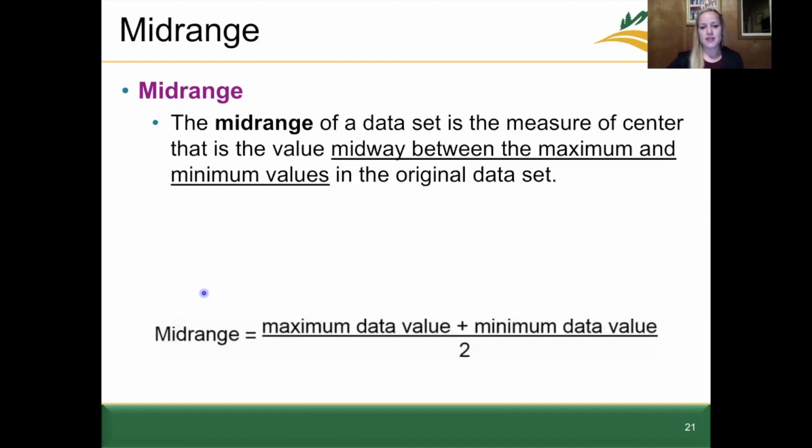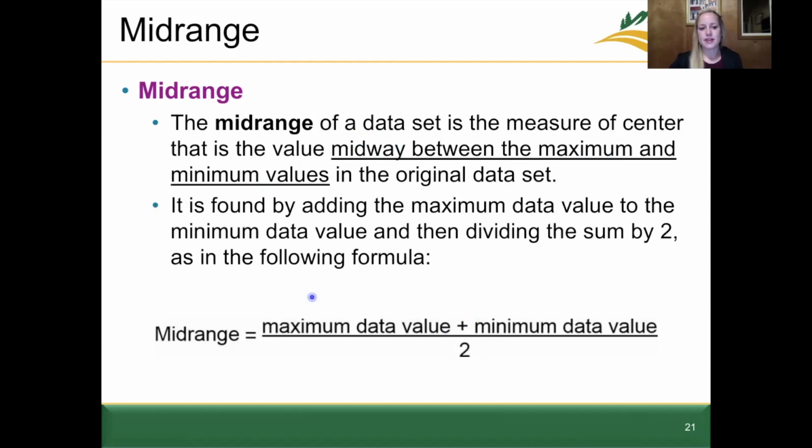The mid-range of a data set is the measure of center that is the value midway between the maximum and minimum values in the original data set. Here you would find the mid-range by first identifying the maximum and the minimum values, and then we'll talk about how to find the midway between. We would take these 2, add them together, and divide by 2 to find the midway.